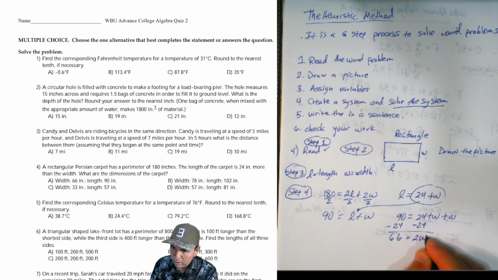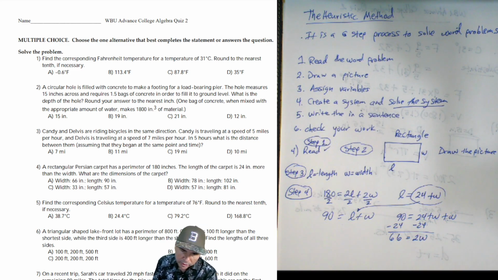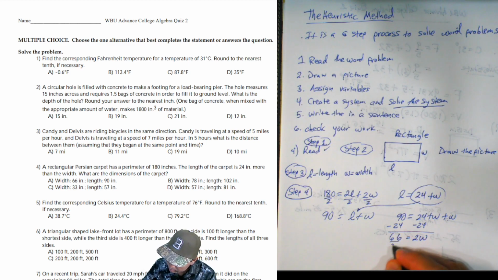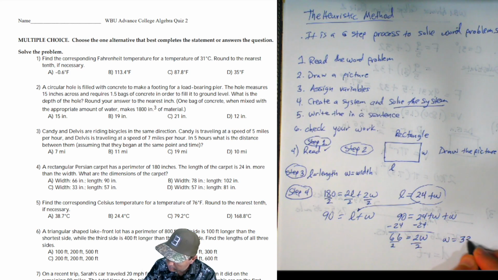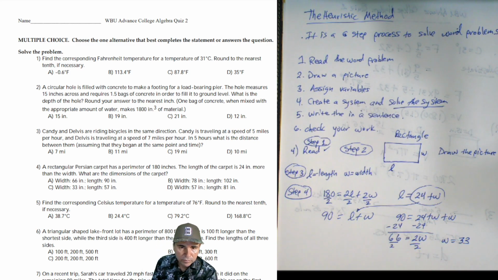All right, so now that we know that 2W is 66, guess what I got to do? I got to just divide both sides by 2. And that means that W is going to be 33. Okay? Obviously, I already know the answer is C, right? But I'll let you finish the problem.